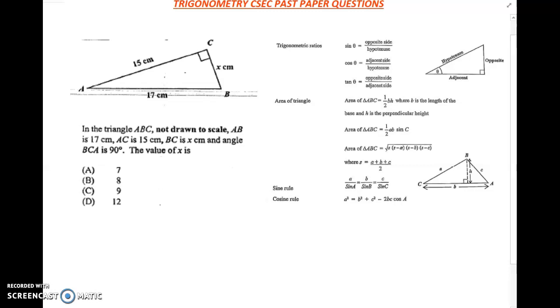Hi everyone, so today we'll be looking at trigonometry CSEC past paper questions. These are questions particularly from the multiple choice paper, the paper one. So let's get the first question we have here.